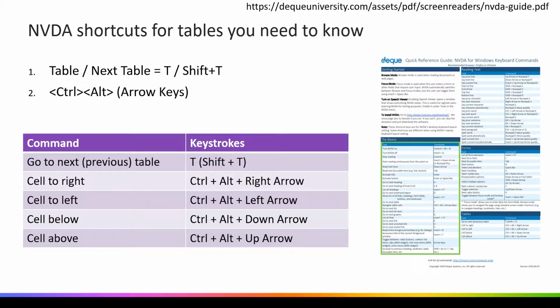All right, so enough of all that. Let's look at some shortcuts here. So table, when you're in NVDA and JAWS, it's the same. You press T and it's going to bounce from table to table to table. You're going to use the Ctrl and Alt plus your arrow keys to move from cell to cell.